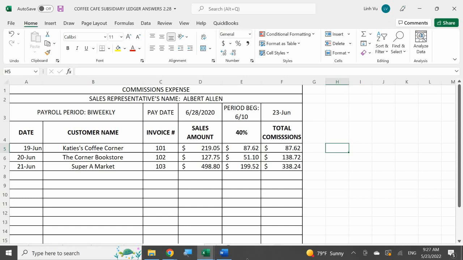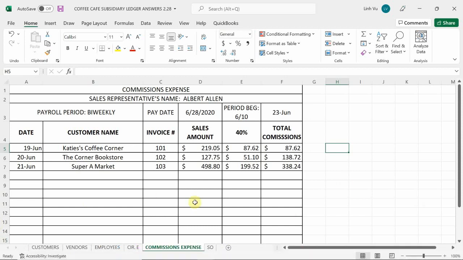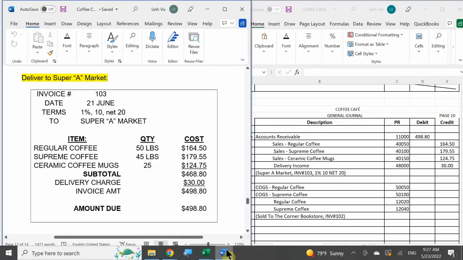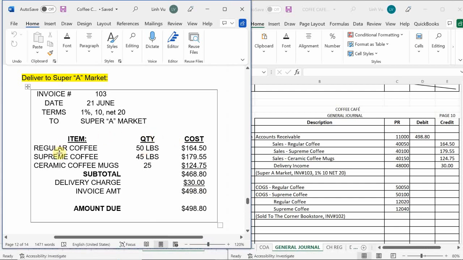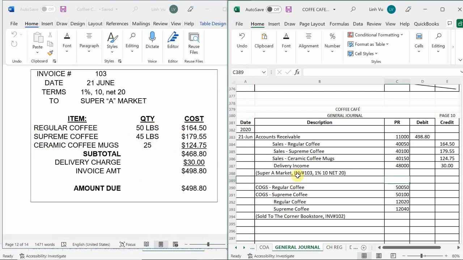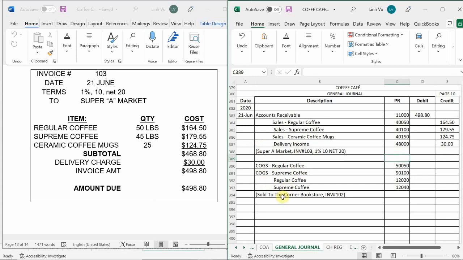So we did our journal, our ledger, our subsidiary ledger, our commissions, and we updated our sales orders. But now we also ended up selling from our perpetual inventory. We sold 50 pounds of regular coffee and 45 pounds of Supreme coffee. So we need to adjust our inventory.